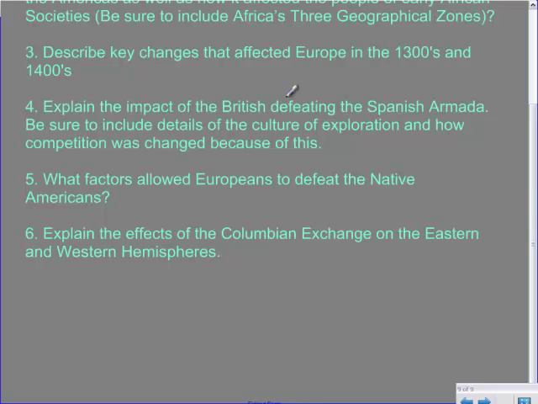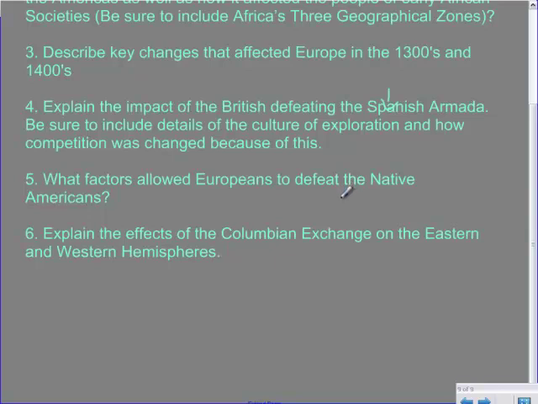Key changes in Europe: talk about the Black Death, Great Famine, 100 Years of War, Renaissance, Reformation, all of that stuff you need to include in that answer. We talked a lot about the defeat of the Spanish Armada. Why is it important? What happens after the Spanish Armada? How do other countries feel or look at Spain after they're beaten?